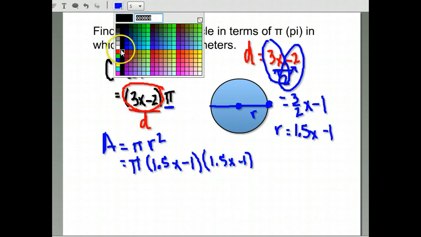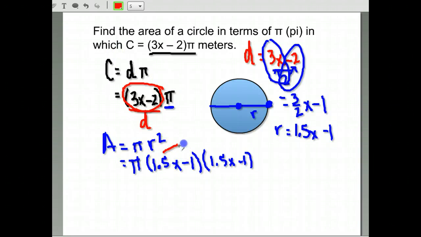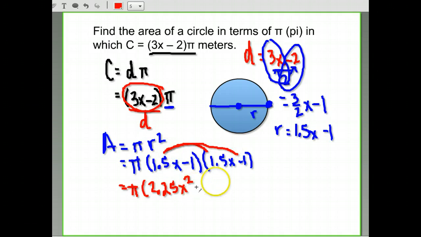So just a little review from algebra here. When we have this, we have to distribute. It's called foiling when you have to do it twice because there are 2 parts. So we have 1.5 times 1.5 is 2.25. So I still have my pi here, but now I have 2.25. x times x is x squared. Then we take the 1.5 times the second part, the negative 1, that gives me negative 1.5x. Now we have to take the negative 1 in the first part times everything. So negative 1 times 1.5x is negative 1.5x. And finally, negative 1 times negative 1 is a positive 1.